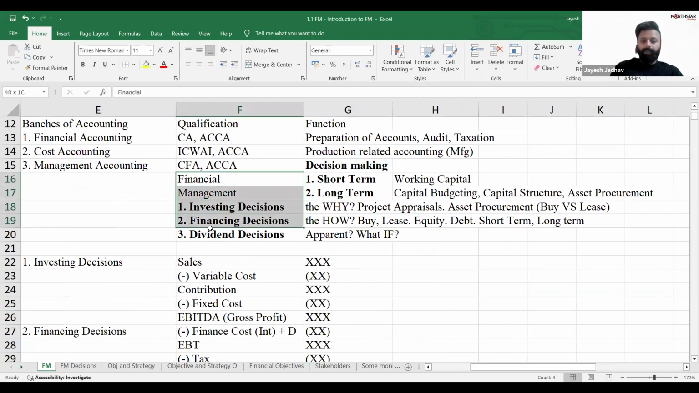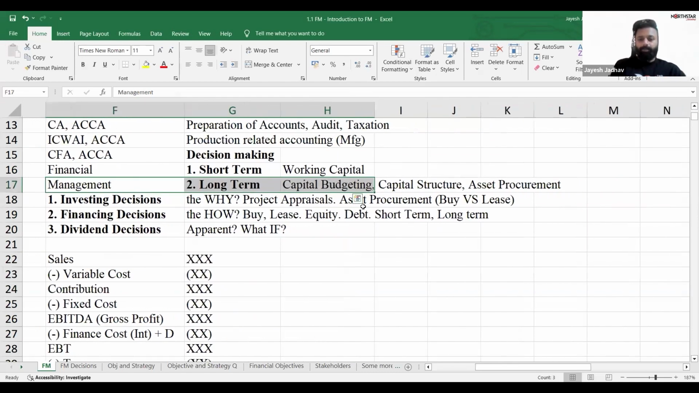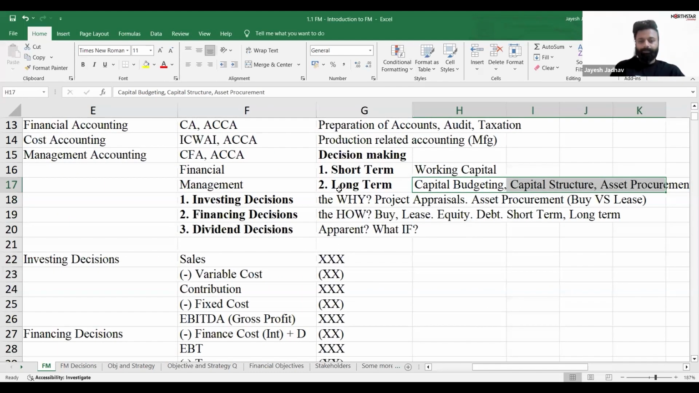Financial management will basically deal with three decisions. I am 100% sure that we have heard about these: investing, financing, and dividend. That is all that we are going to discuss in the next few months. So when it comes to financial management, decisions can either be short term or long term. From a short term perspective, working capital is the only chapter we will be studying because that deals with inventory management, operating cycle, production. Whereas the long term decisions are capital budgeting, capital structure, asset procurement, make or buy decisions, investment appraisals.